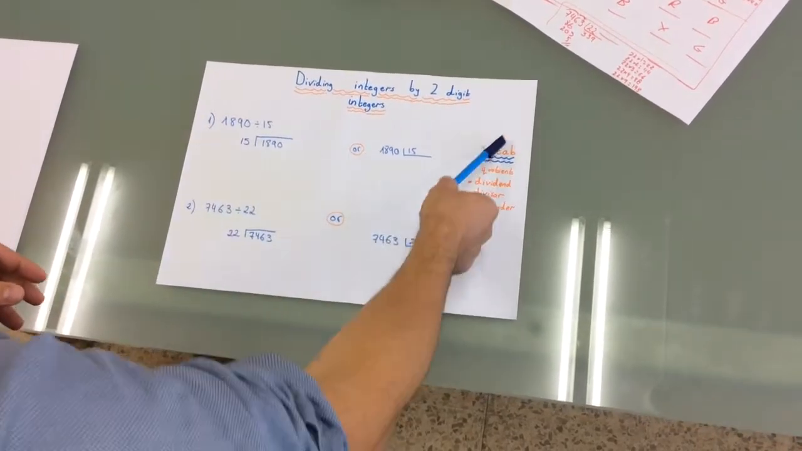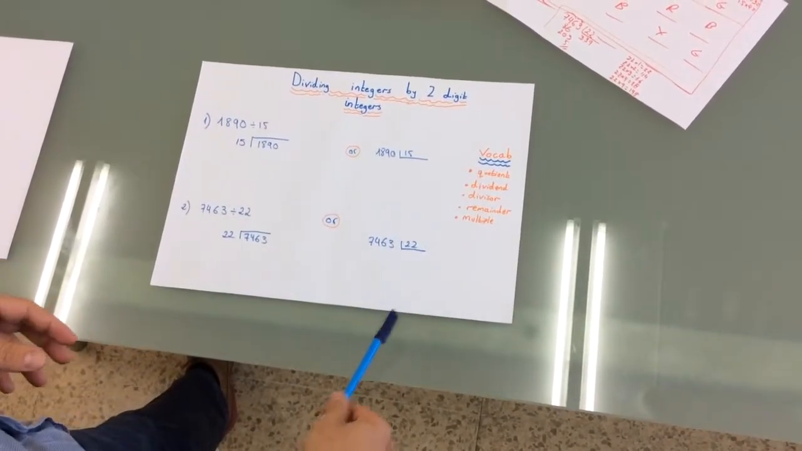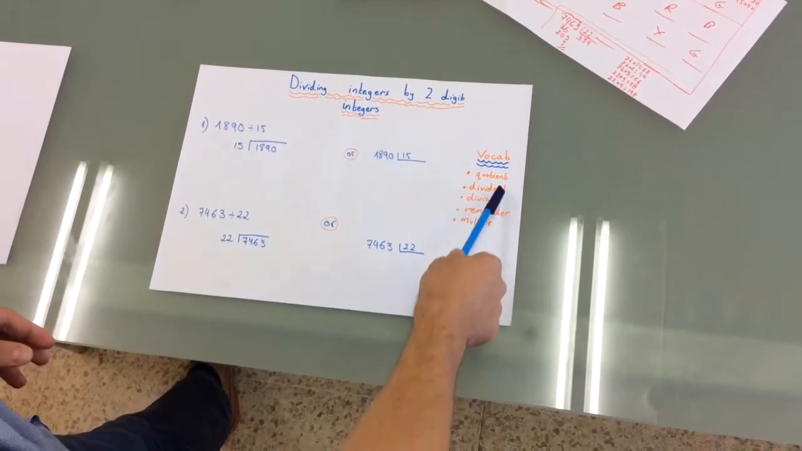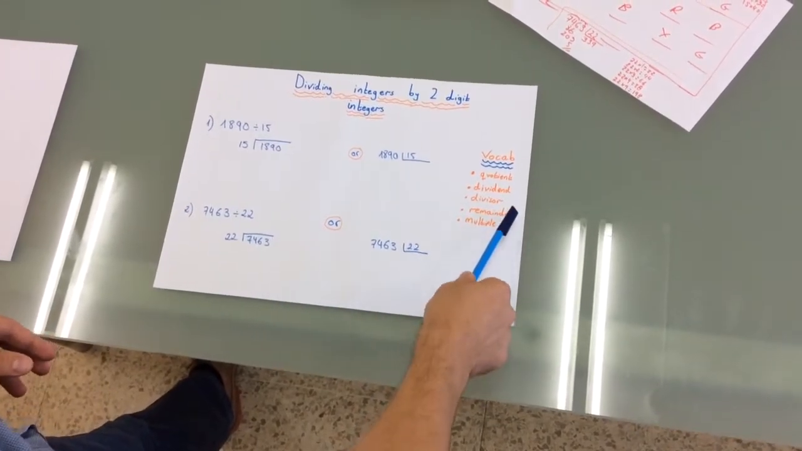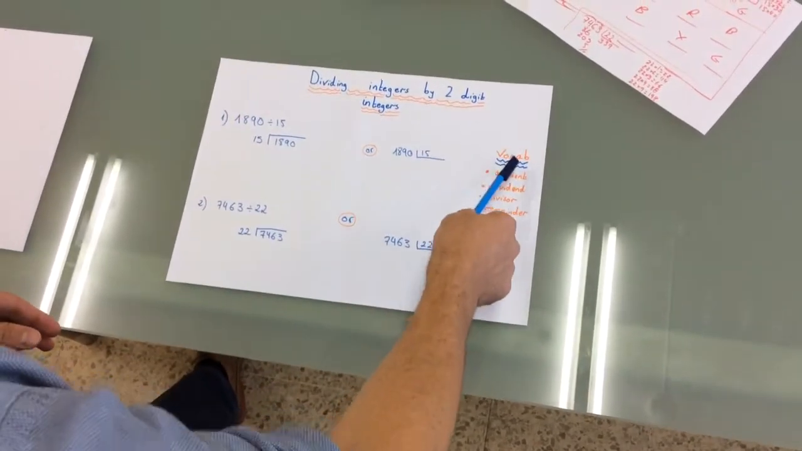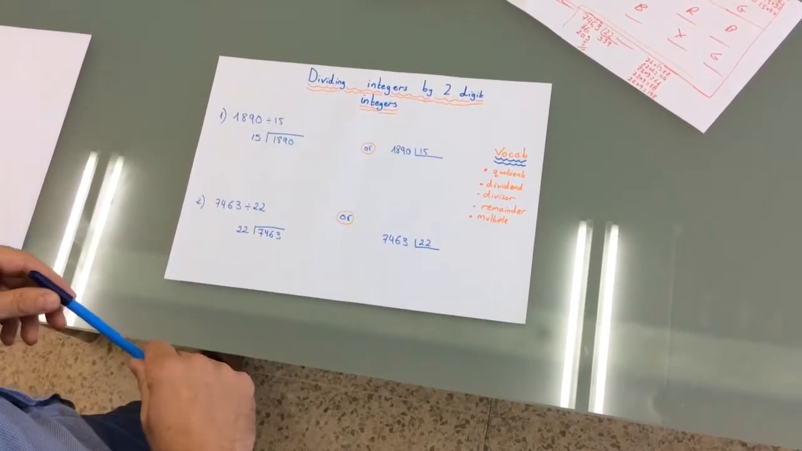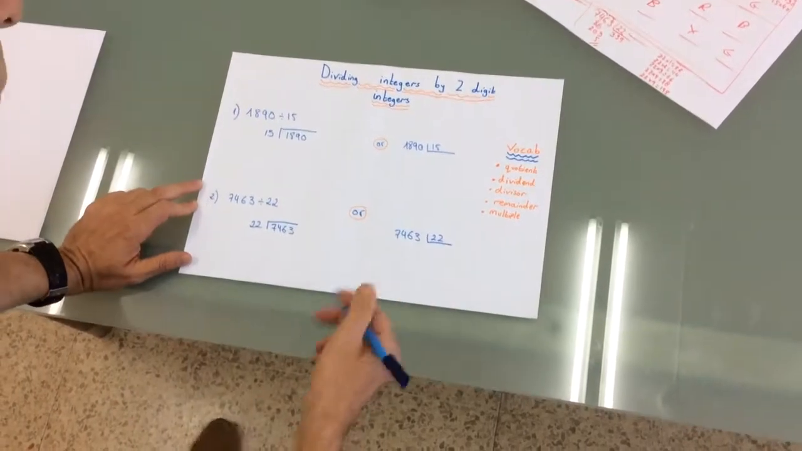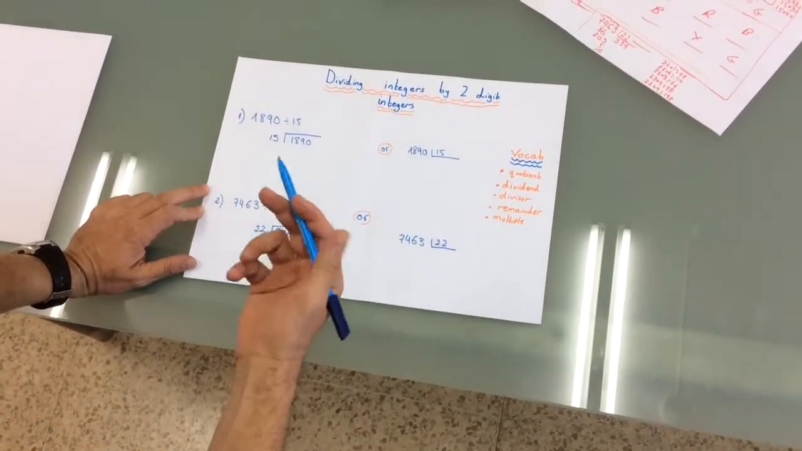And first of all, we're going to have a look at this key vocabulary. We'll have the quotient, the dividend, a divisor, a remainder, and a multiple. And I'm going to show you as we go along what each of those parts is in a regular division. First thing we're going to do is to have a look at what we're actually doing.